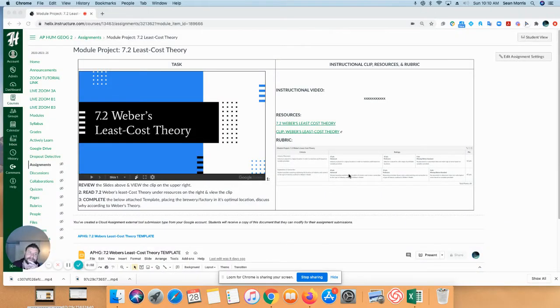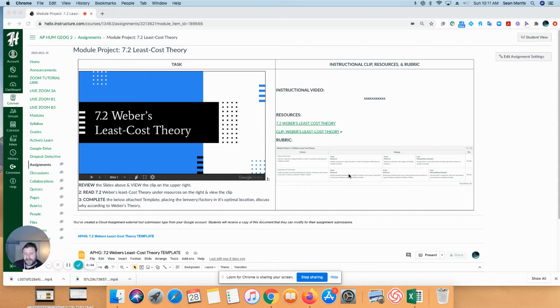So for this week's module project, it's a little bit similar to the market area analysis project in that you're doing the same type of thinking. We talked about agglomeration. We talked about Weber's least cost theory a little bit during a lecture this week. What I'm looking for you to do in this project is apply that theory and show what it would look like if you really had to decide where to place an industry, okay?